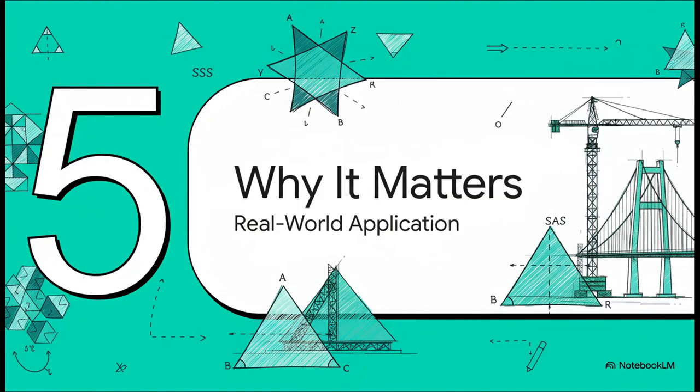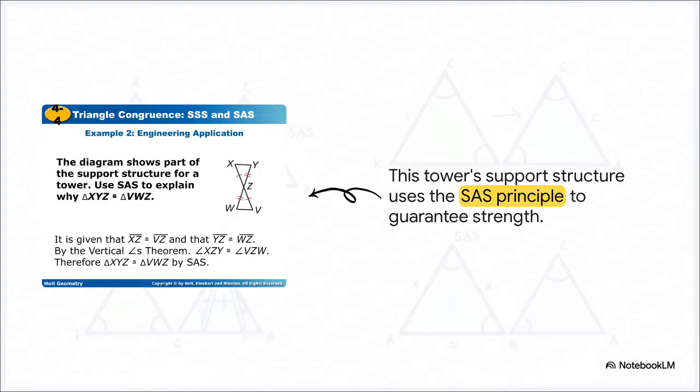So, SSS and SAS, these are really neat tricks for your geometry class, for sure. But why does any of this actually matter in the real world? Well, as it turns out, these ideas are literally everywhere you look. Just take a look at this. This support structure for a tower, it's built from triangles. Now, the engineers know that certain sides are the same length, and they also know that the angles right there in the center are what we call vertical angles, so they have to be equal. So what do we have? We have a side, then an angle, then another side. That's side, angle, side. The SAS rule guarantees those two triangles are perfect clones, which is exactly what ensures the tower is stable, strong, and perfectly balanced.